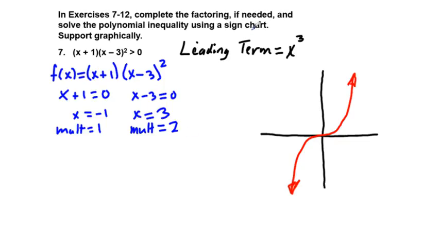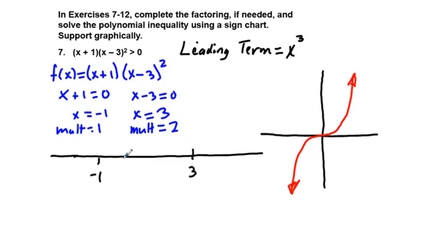So the sign chart is really drawing the horizontal line and putting these critical numbers, these zeros, on here. And we have negative 1, I'll put the negative 1 below, and x equals 3. So that sign chart is going to help us solve this.